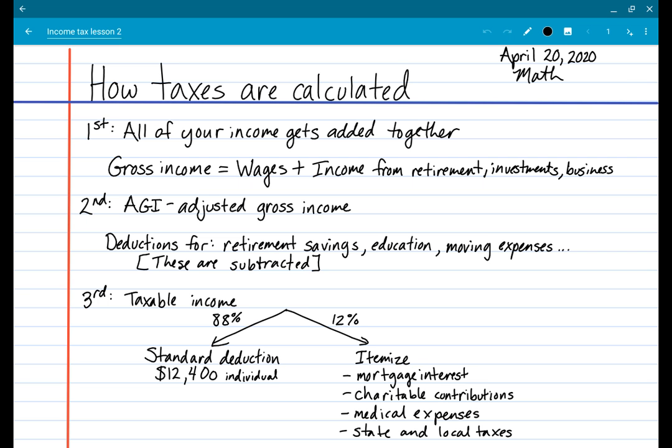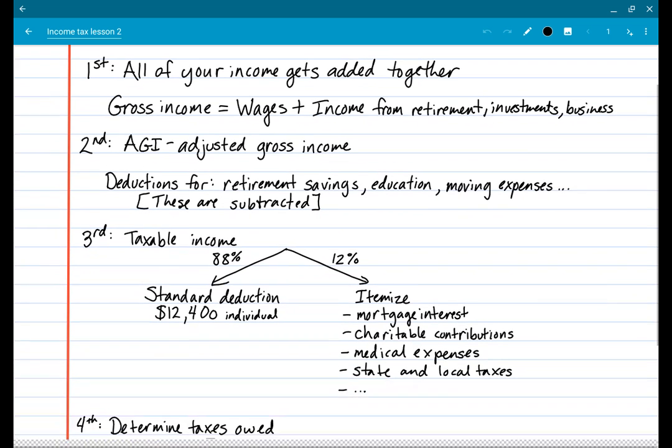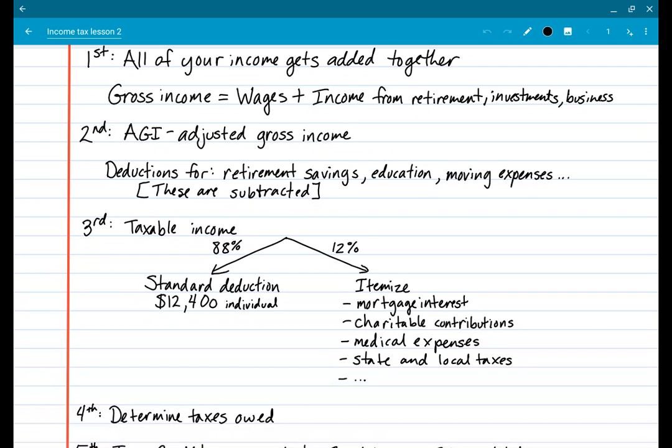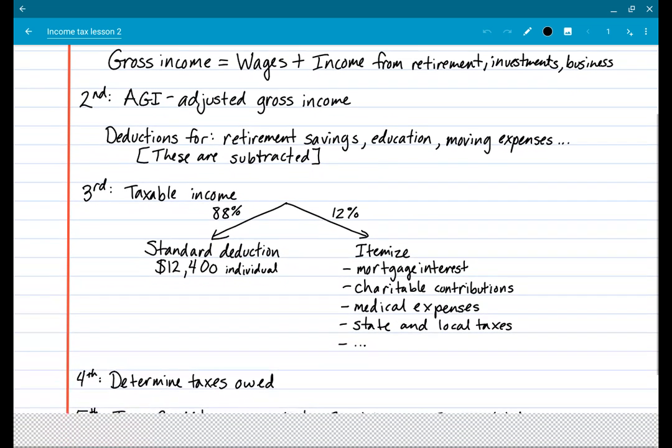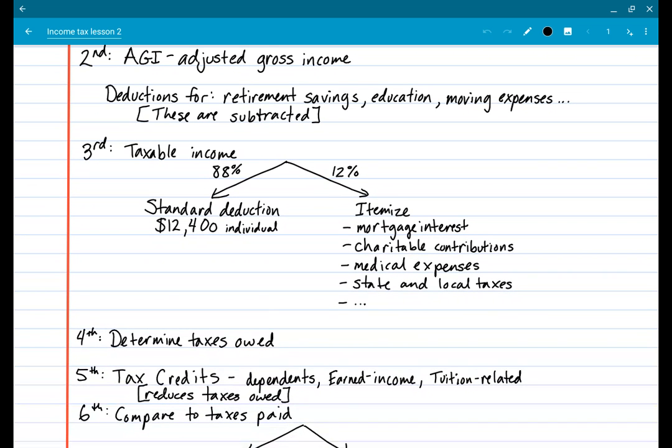Retirement savings, we've talked about how it's a good thing, and the government rewards that by letting you take that out of how much you owe for taxes. All right, so now you have your money minus these deductions. Then we go into phase 3, which is where you actually figure out your taxable income. This means there are a few more deductions that you're allowed to take off, or you can use what's called the standard deduction.